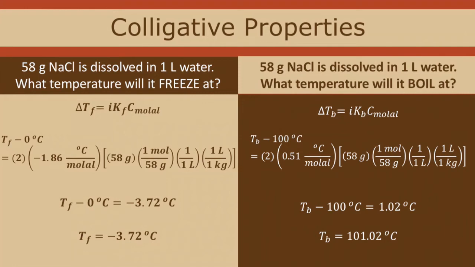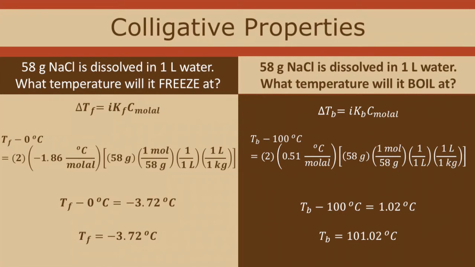So solve the following examples using the freezing point depression and boiling point elevation formulae that we learned in previous units. We're going to dissolve 58 grams of sodium chloride in 1 liter of water. What temperature will it freeze at? And we're going to dissolve 58 grams of sodium chloride in 1 liter of water. What temperature will it boil at? So put it on pause and solve those problems. We found that the freezing temperature is minus 3.72 degrees Celsius and the boiling temperature is 101.2 degrees Celsius.